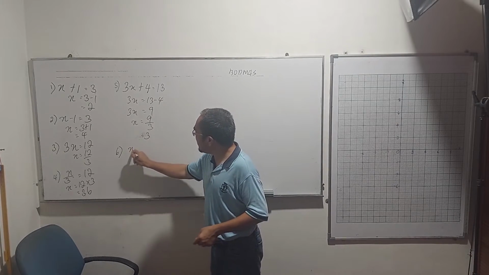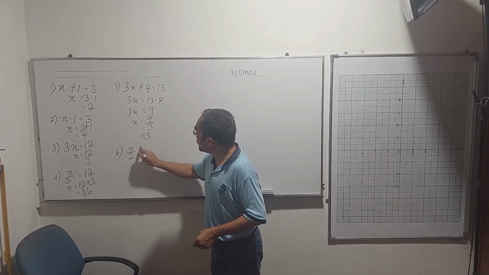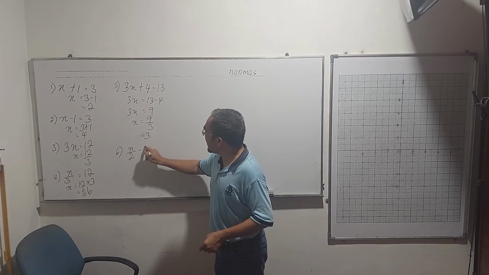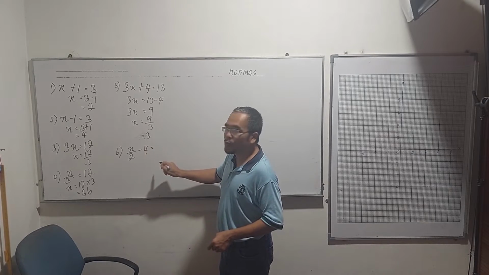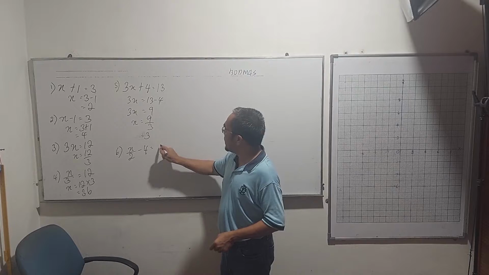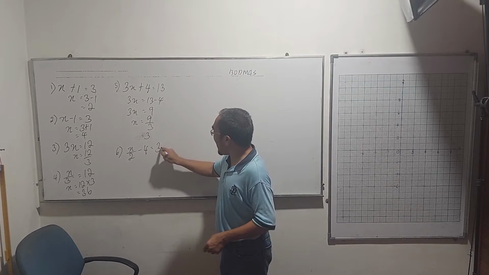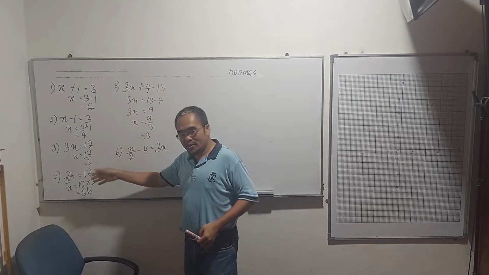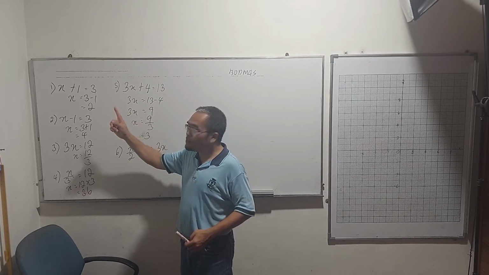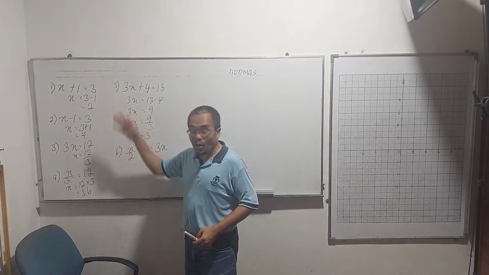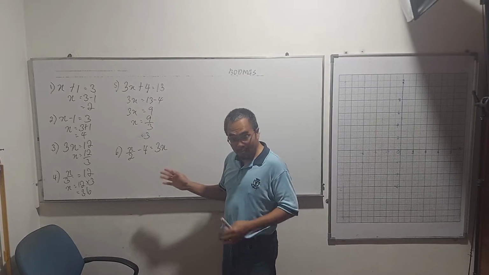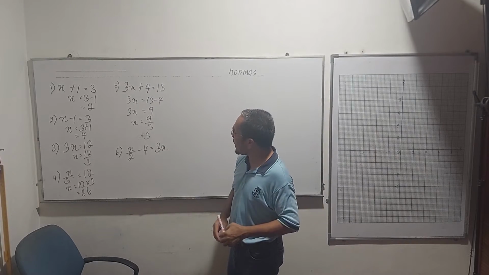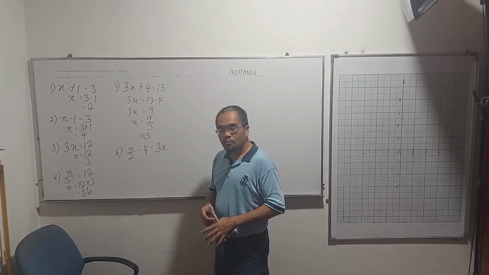So similarly, if x over 2 minus 4 equals 3x. Okay. Now we begin with the algebra, or the variables, on one side. Now we have a more complicated one. Okay, so what happened here?